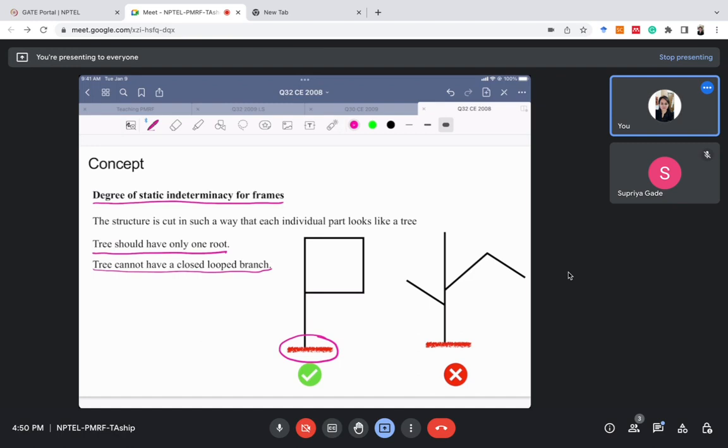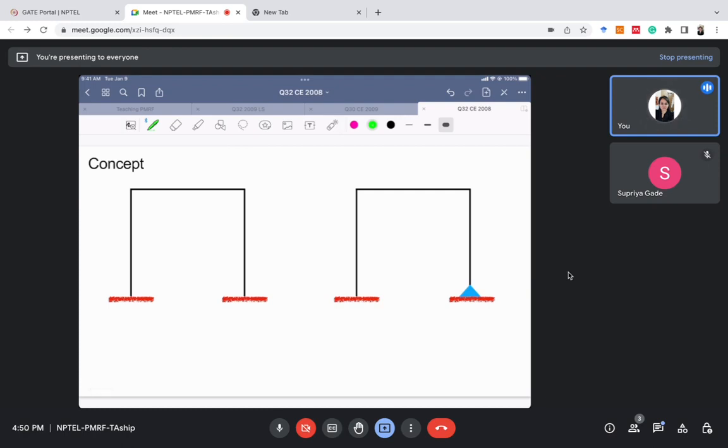I'm sorry, this is wrong and this is right. The tree cannot have a closed loop branch. So this structure does not qualify as a tree because it has a closed loop branch. This structure qualifies as a tree because it has one root. So the property of the tree should be that it should have only one root, and the tree cannot have a closed loop branch. These are the branches of the tree and it is not looping like this. So this qualifies as a tree, but it is not a proper tree. We will see how this will be useful to us.